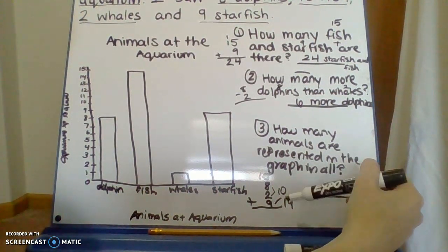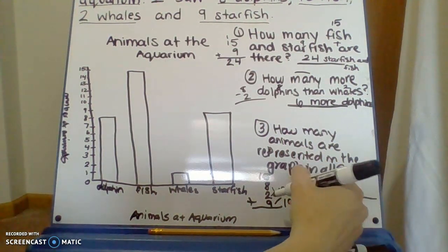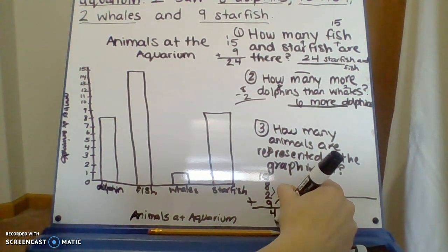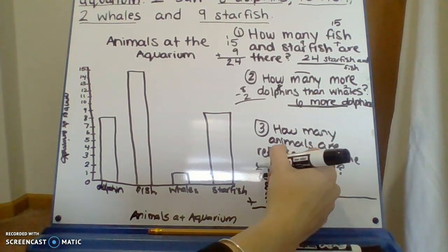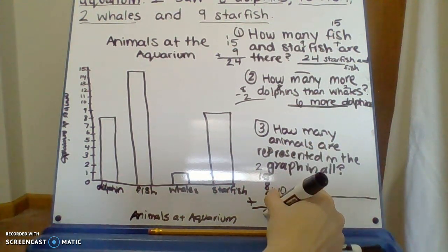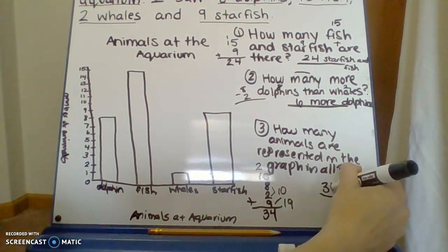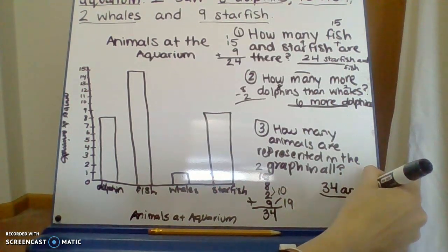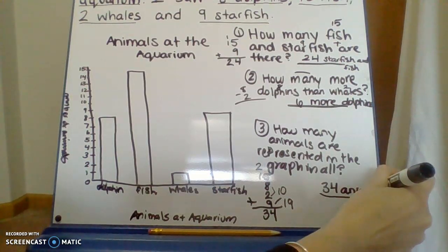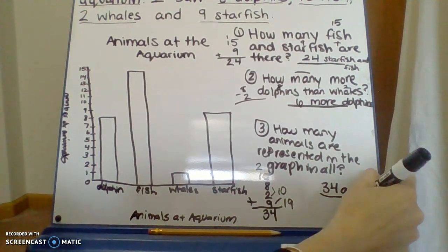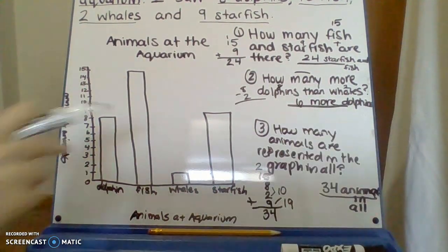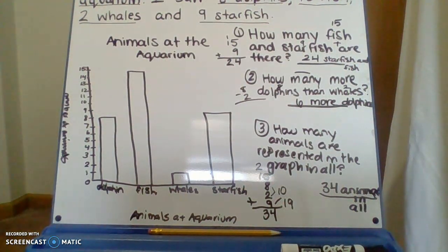So 19 plus 15. It's just going to give you 34. So 4 on the bottom, carry your 1. 1 plus 1 plus 1 is going to give you 3. So 34 animals in all. So that is how you do the bar graph.